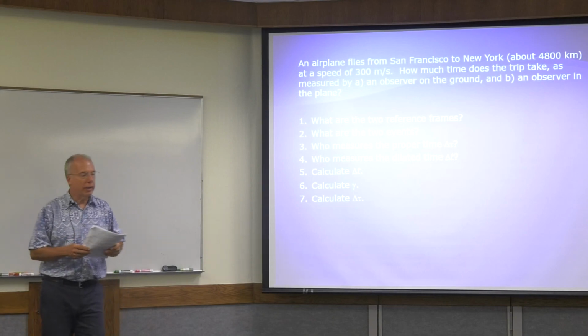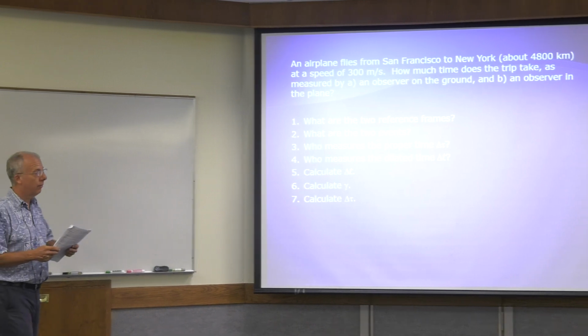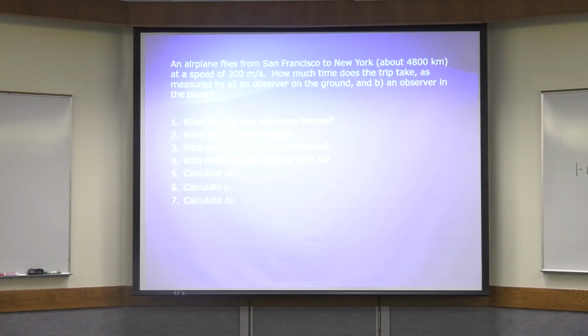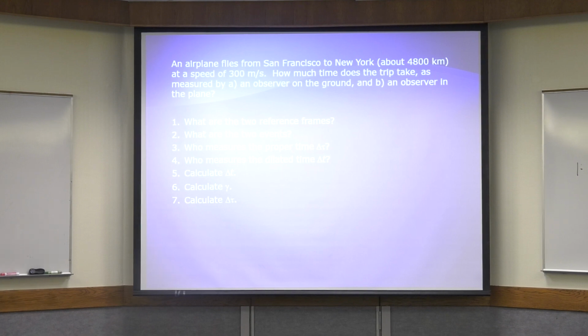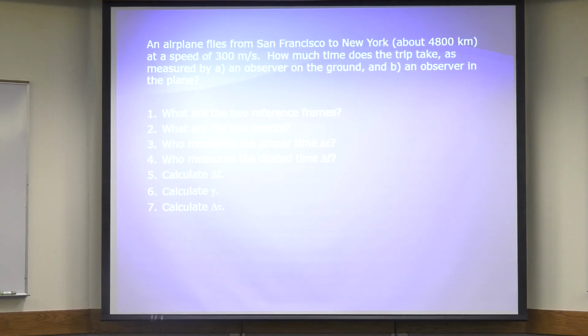All right, let's do another example. In this one, you'll learn some math. An airplane flies from San Francisco to New York, about 4,800 kilometers, at a speed of 300 meters per second. How much time does the trip take as measured by an observer on the ground and an observer in the plane?